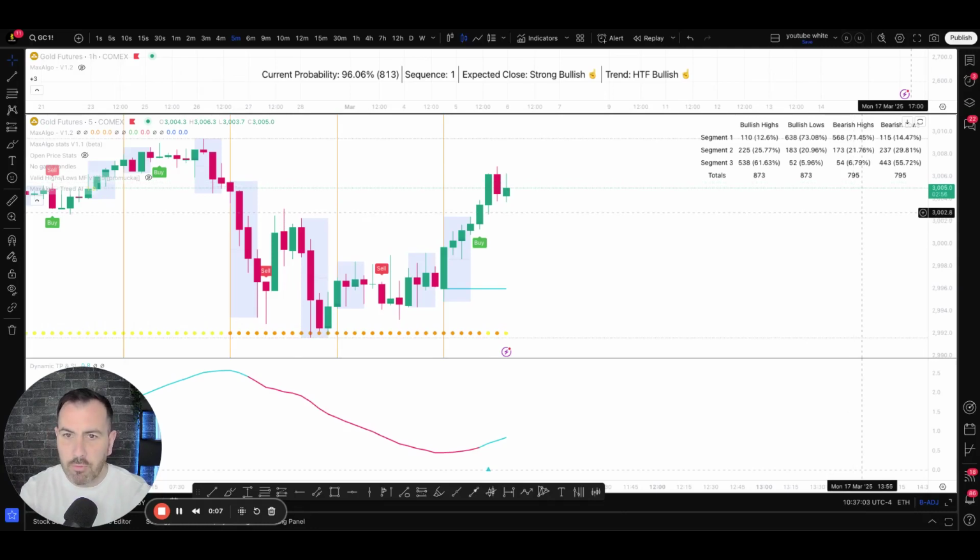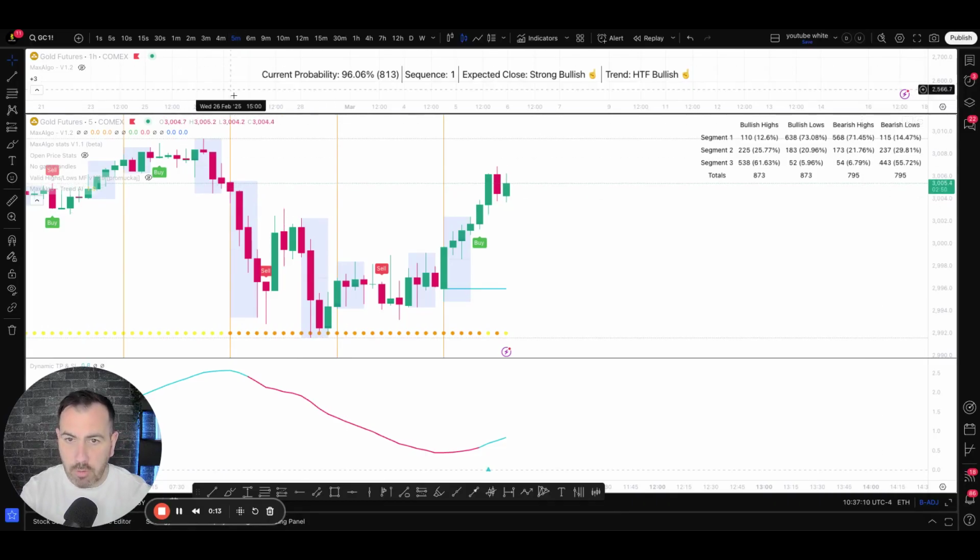So the algo predicts the probability of a bullish or bearish hour overall. So the current probability here on this hour is 96% probability that it is going to finish strong bullish. With the algo, I'm always looking for about 70% or more.